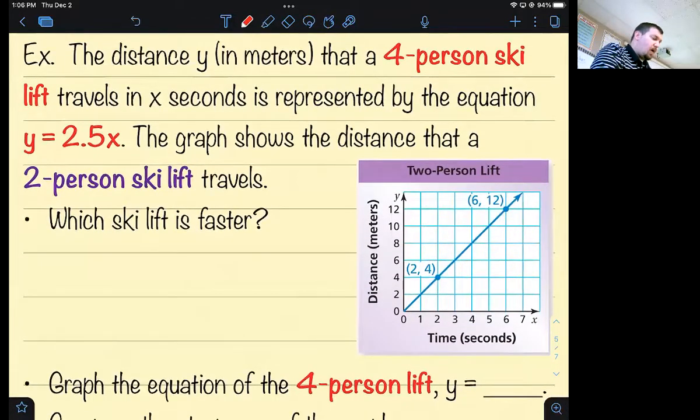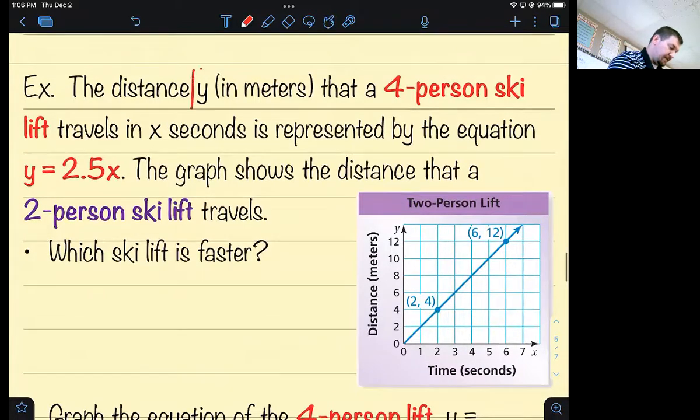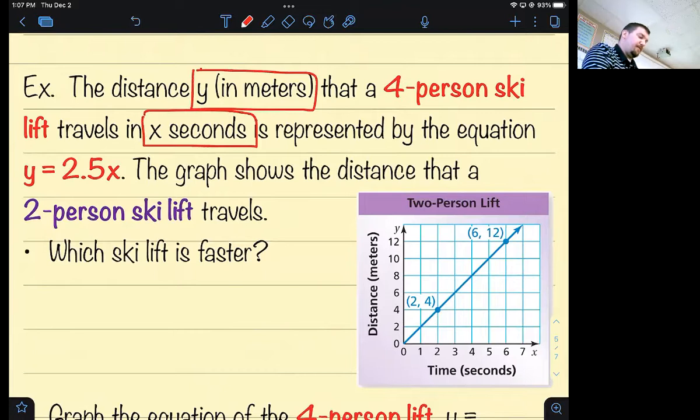All right, the distance Y in meters that a 4-person ski lift travels in X seconds. Okay, so I'm going to highlight again. Y distance meters. X seconds. The distance Y that a 4-person ski lift travels in X seconds is represented by the equation Y equals 2.5X. The graph shows the distance that a 2-person ski lift travels. Which ski lift is faster?